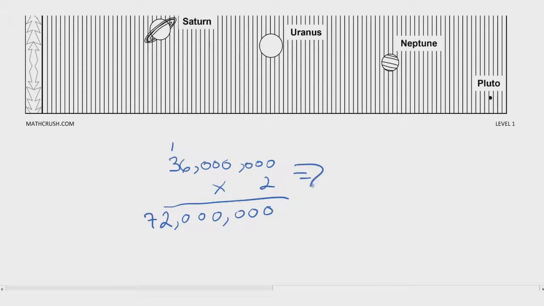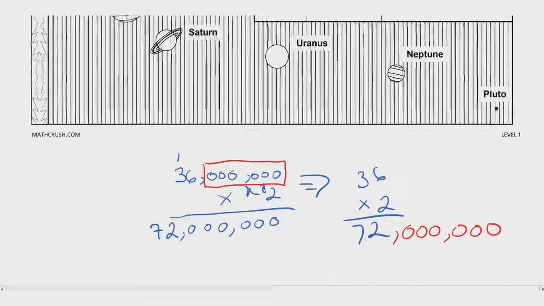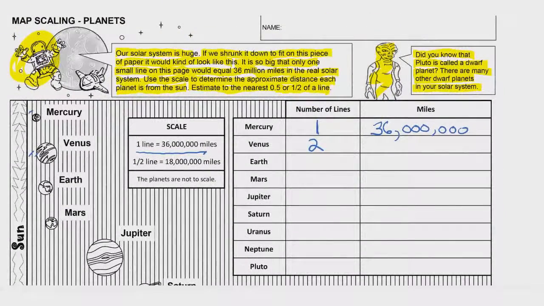Now, some of you might be thinking, wait a second, you're wasting our time multiplying all of these zeros, when really all we had to do was 2 times 36, which we know is 72, and all we have to do after that is add these 6 zeros. So I just go 1, 2, 3, 4, 5, 6. So when we multiply these, we don't have to worry about all the zeros. It will save us a lot of time. So I come up here really quick, and we know that Venus is 72 million miles.